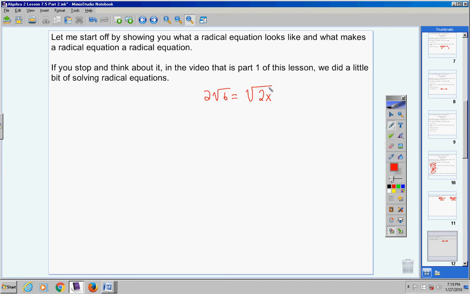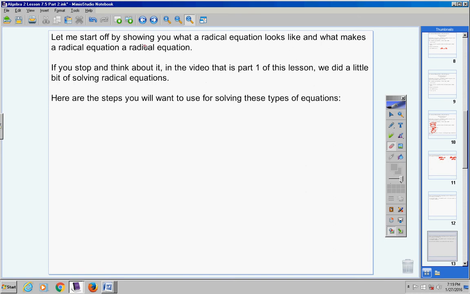Well, is there not an x under the radical? Sure there is. This would be a radical equation. So we did some pretty simple ones yesterday, or not yesterday, but the day that we watched that video. We did that already, okay? Here are the steps that you will want to use for solving these types of equations. Like always, I put them up here quickly, and I expect you to pause the video at the end and copy them down, okay?